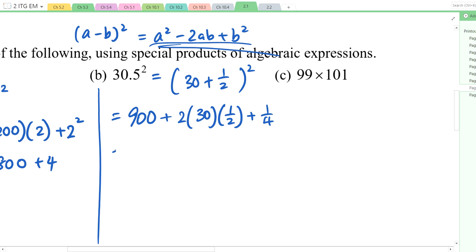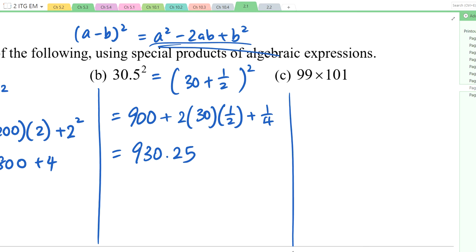1/4. Okay. So 900 plus 30 is 930. 930 and a half. Oh, sorry, and 1/4. So 930.25. Okay? Hey, how come I use decimal? Is this algebra? Is there algebra here? No, there's no x, there's no y, there's no a, there's no b. So it's fine. I can use decimal. I can use mixed fraction if I want to.